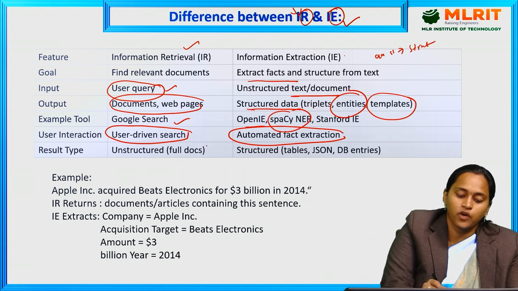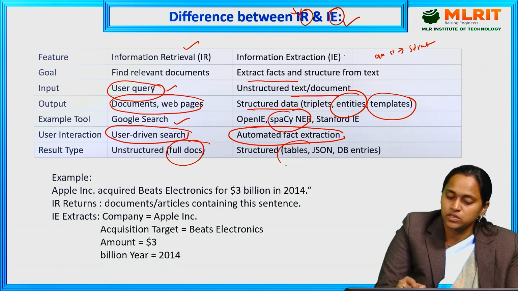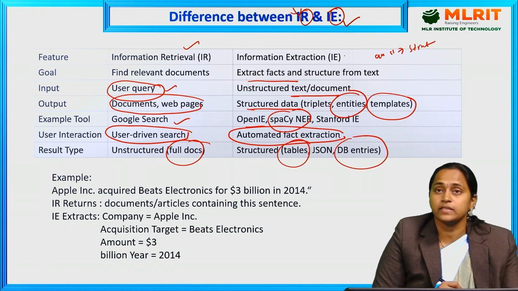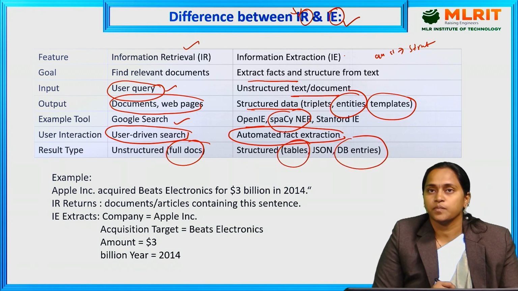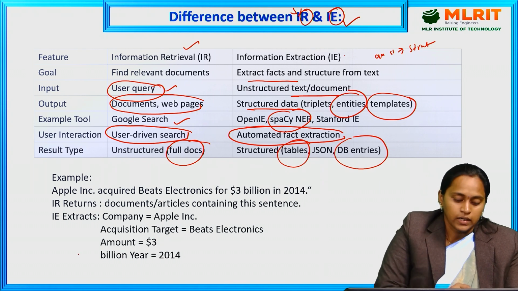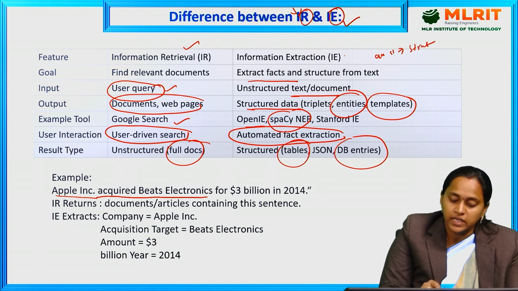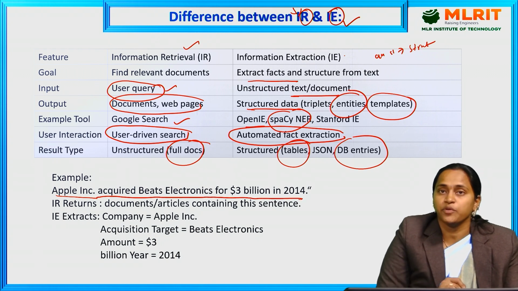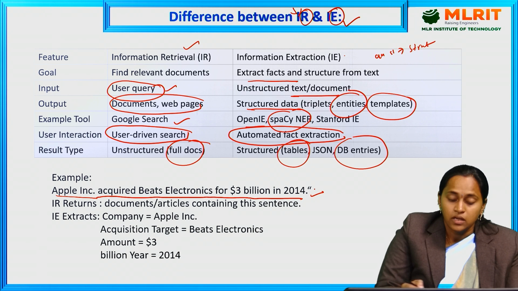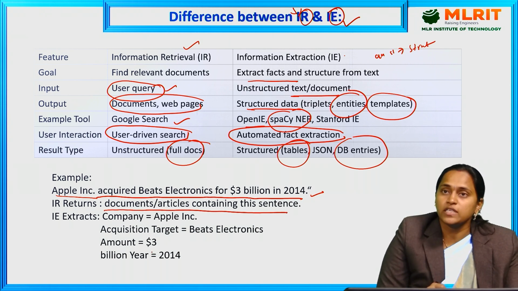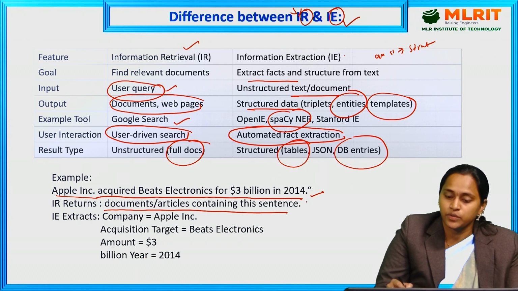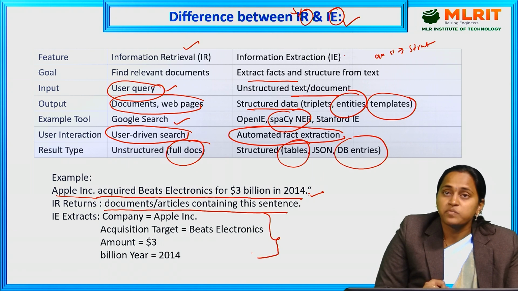Let's see the type in the form of full documents, in the form of some tables or database entities. That means entries, rows and columns. Let's see another example here. Apple Incorporated acquired Beats Electronics for $3 billion in 2014. This is a sentence. The output will not display any documents or articles related to this sentence. It will display only the main points of the sentence. That means extract only the main points of the sentence.